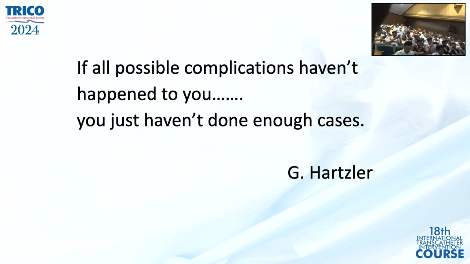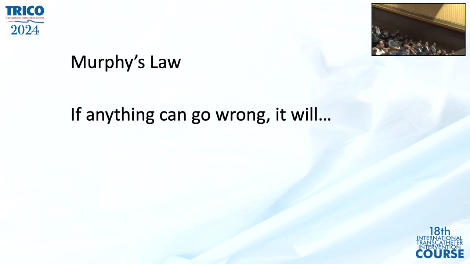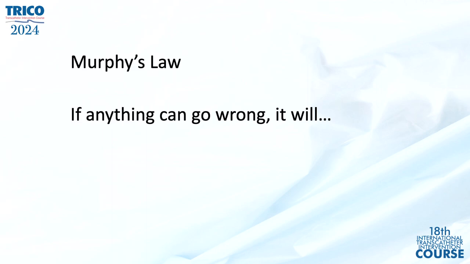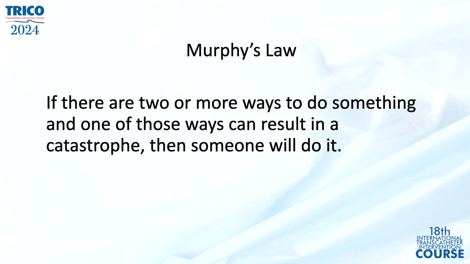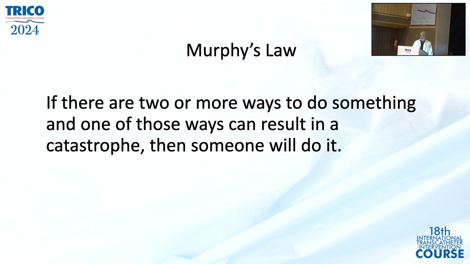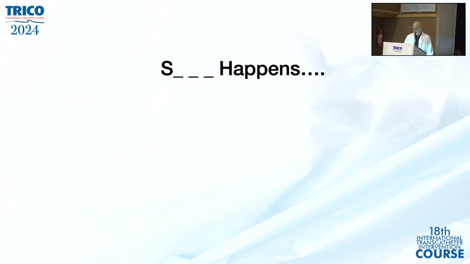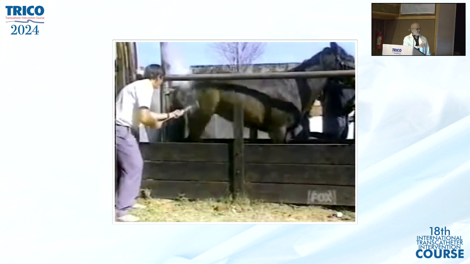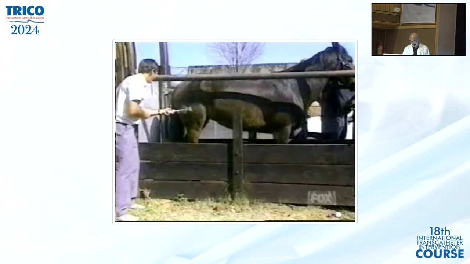Now, in this case, Murphy's law: if anything can go wrong, it will. If there are two or more ways to do something and one of those ways can result in a catastrophe, then someone will do it. This is again from John Brasnahan's talk.